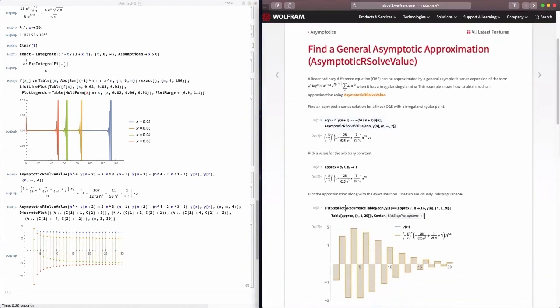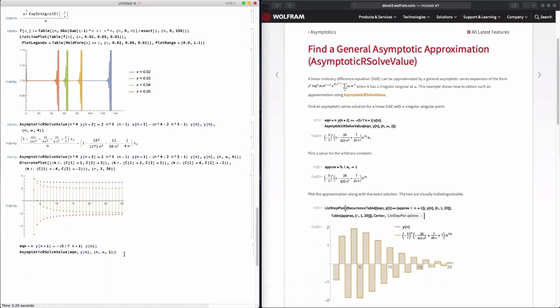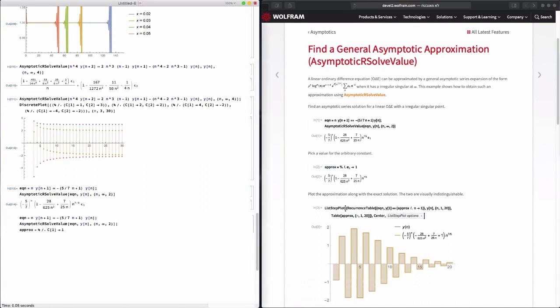This next example is a similar sort of example. I'll click to copy this, and we get one solution out. We have an arbitrary constant from our first order difference equation. So we'll plug in an arbitrary value for our arbitrary constant, and okay, that's interesting.